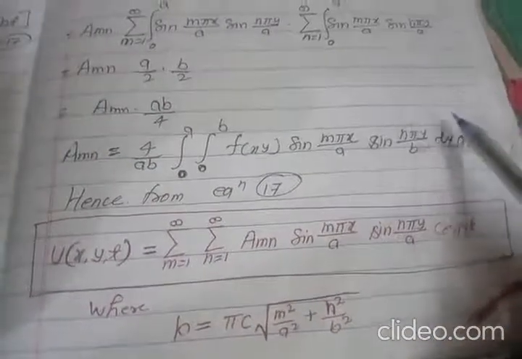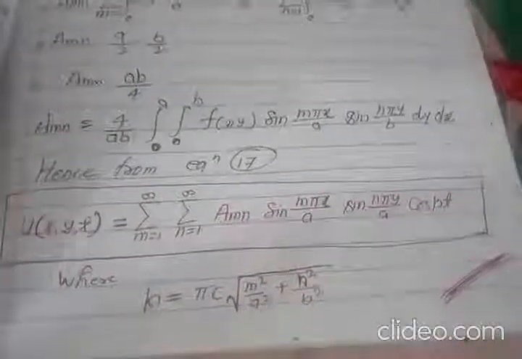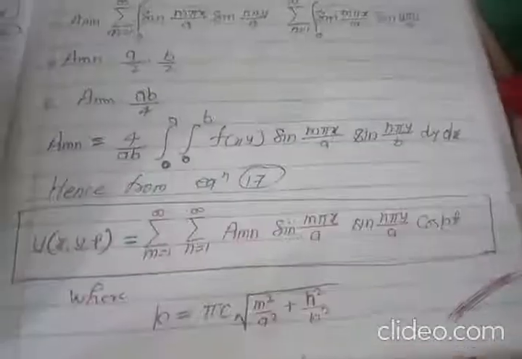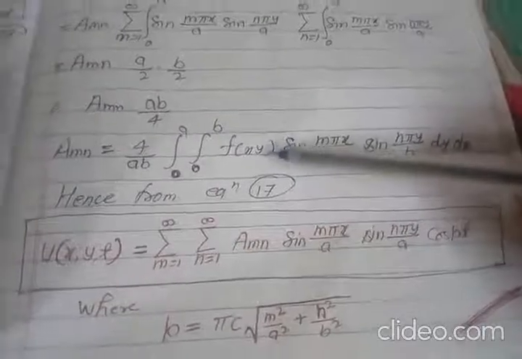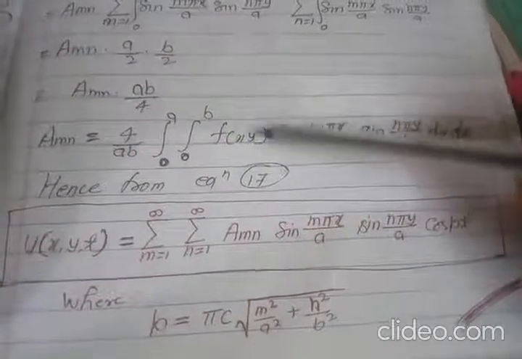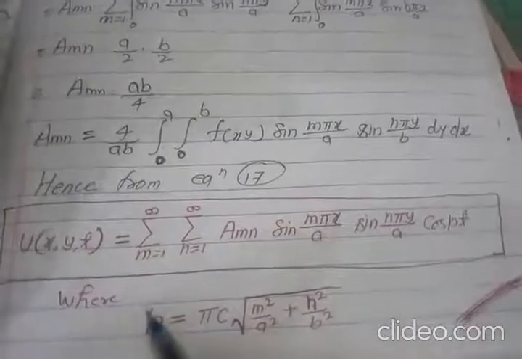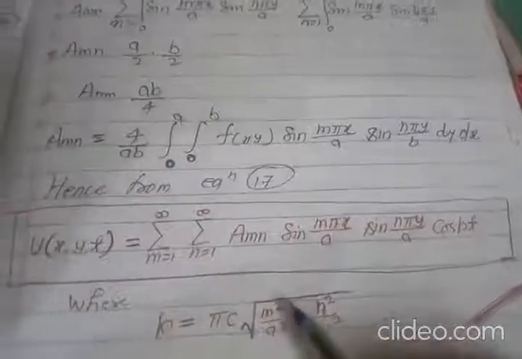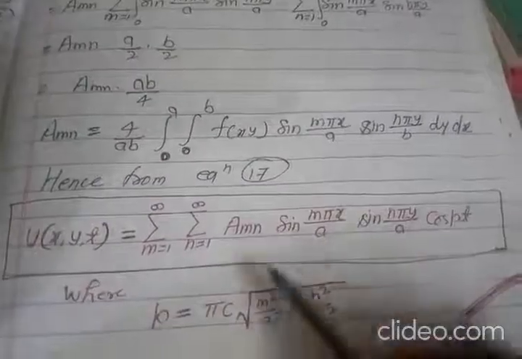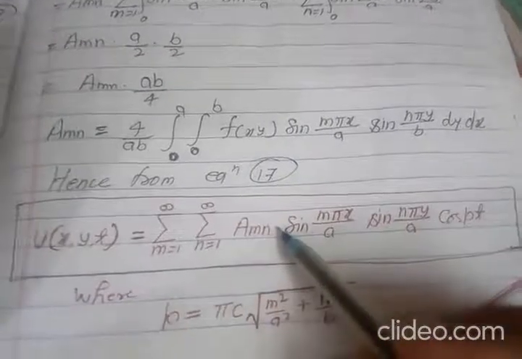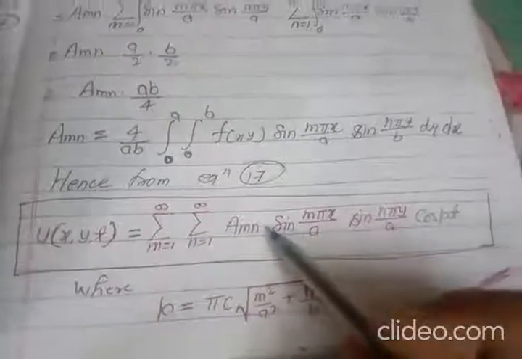Now with the help of these three equations, we will solve the given problem in the exercise. In the exercise, you will be given the value of f(x, y). With the help of this function, you can find the value of A_mn, and by this equation you can find the value of p. After getting the values of A_mn and p from both these equations, put these values in this equation, and you will find the solution for the given problem in your exercise.